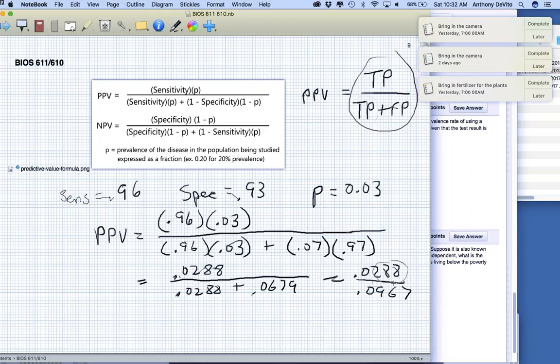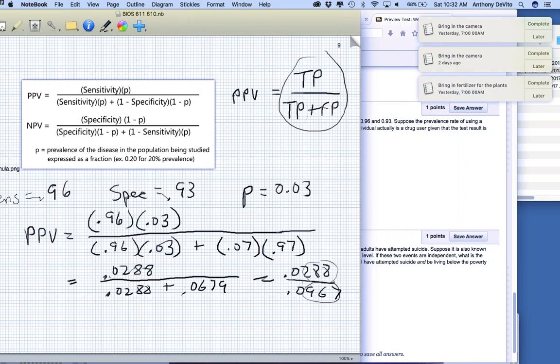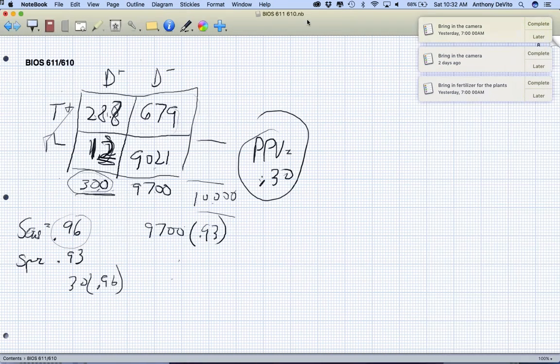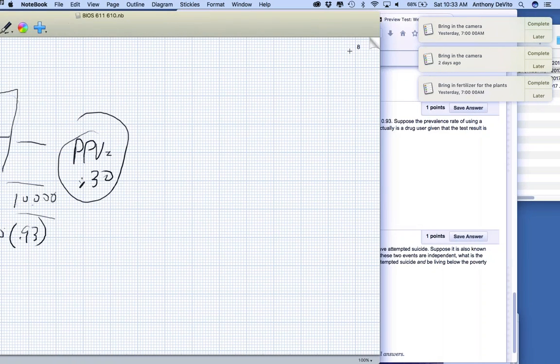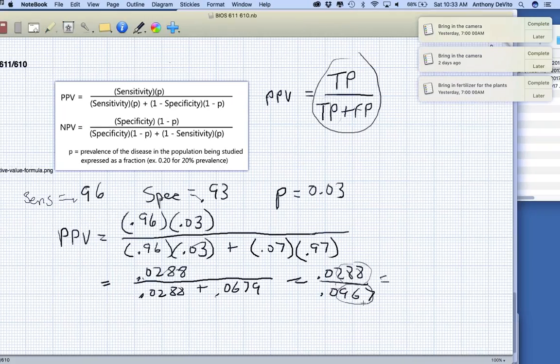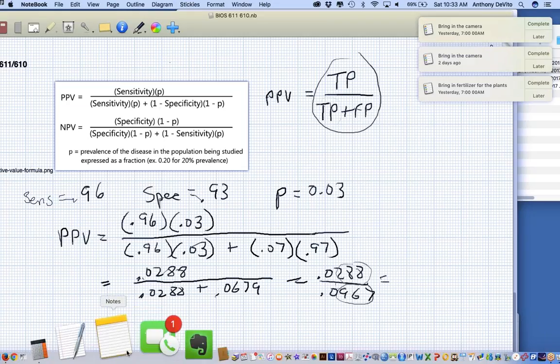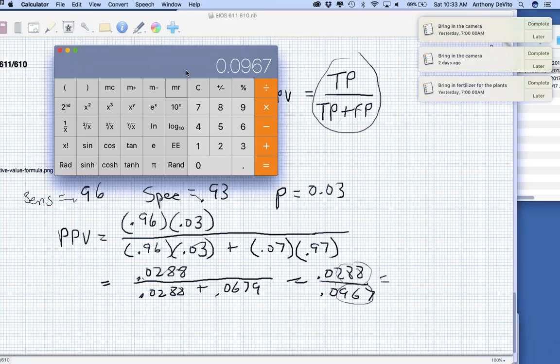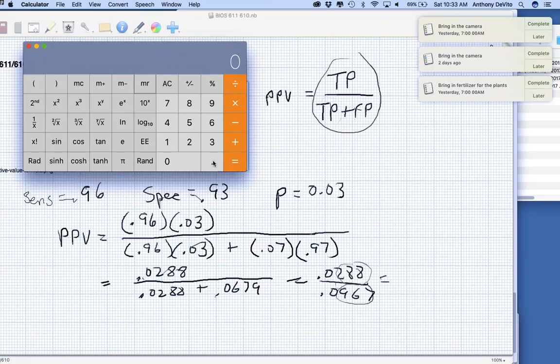Anybody recognize these numbers? Those numbers look familiar? I lost track of them here somewhere. Right, it's about 30%. I didn't store the numbers there. I didn't write down the numbers. Okay, so what is that going to be equal to? Bring my calculator back up. They're actually the same numbers that we got before. Clear? Okay, I'm going to say 0.0288 divided by 0.0967. Okay, and that's the same number that we got before.